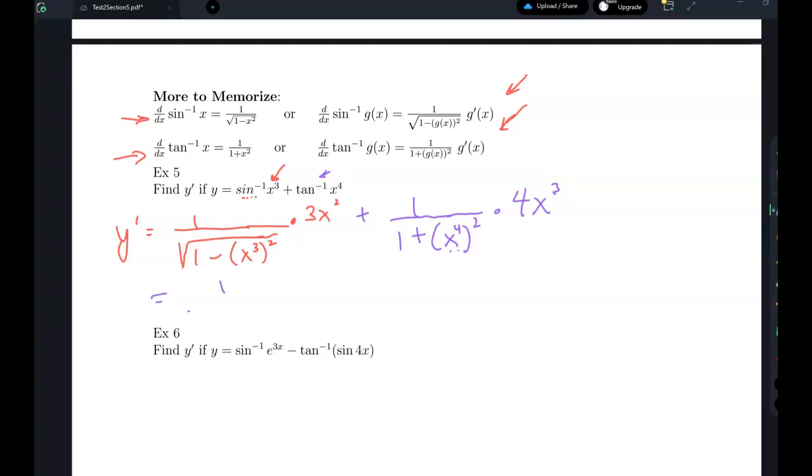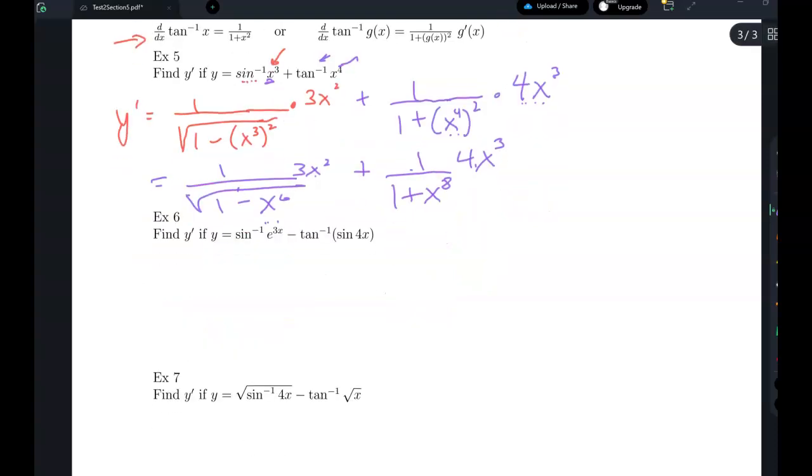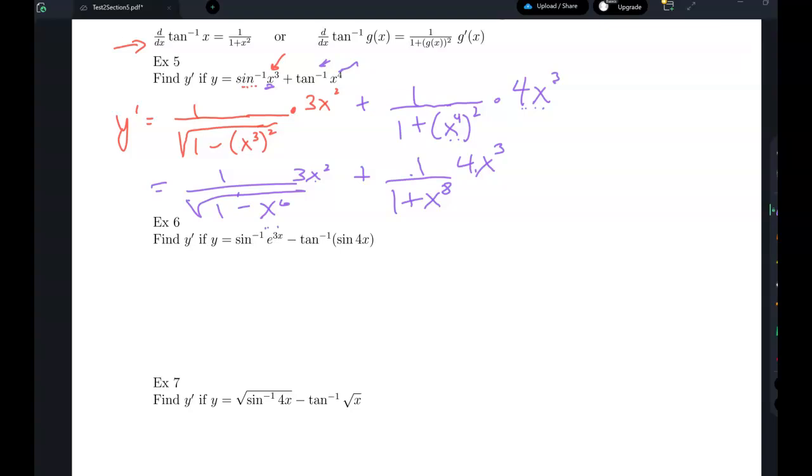So I'm going to rewrite these and simplify. So 1 minus x to the 6th, 3x squared. Be careful when I'm taking the derivative: you're not taking the derivative of x to the 6th, but the original x cubed angle. And again, this is 1 over 1 plus x to the 8th. And I didn't take the derivative of x to the 8th. I took the derivative of the original angle. So 4x cubed. And you could put the 4x cubed and the 3x squared over on top. It doesn't matter.